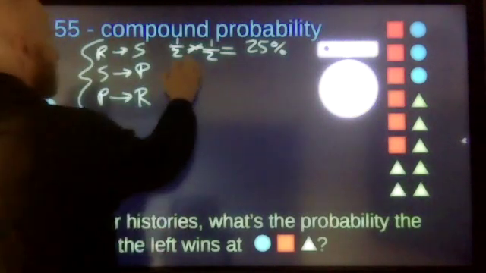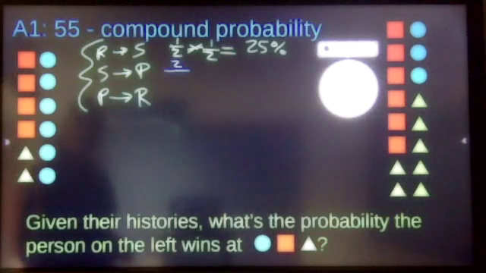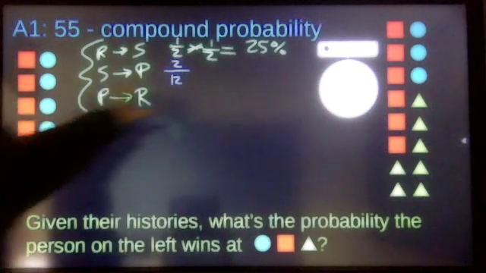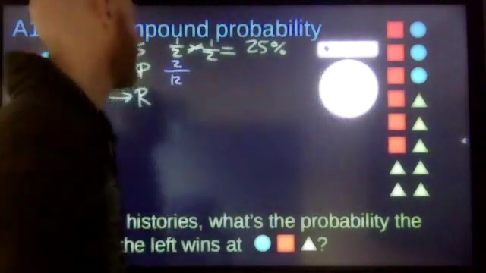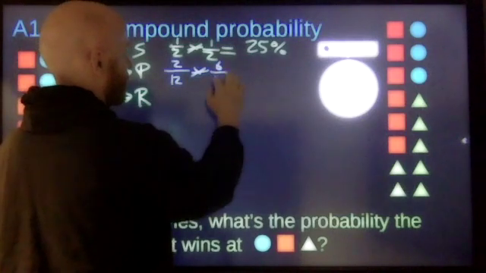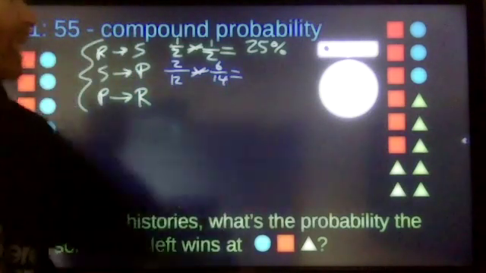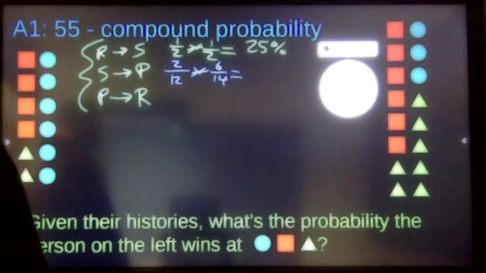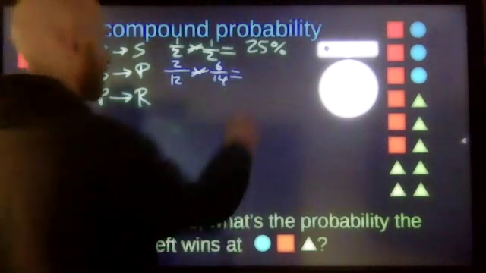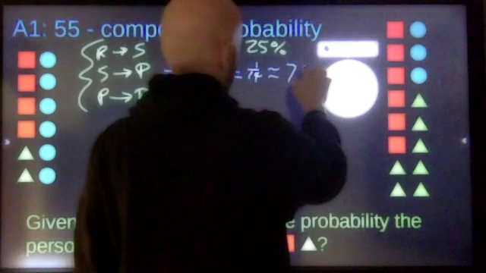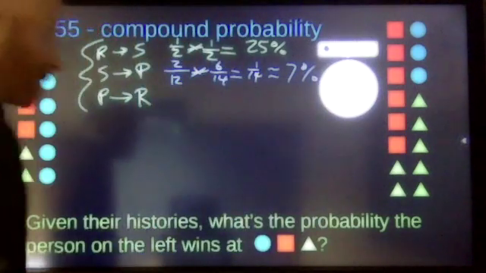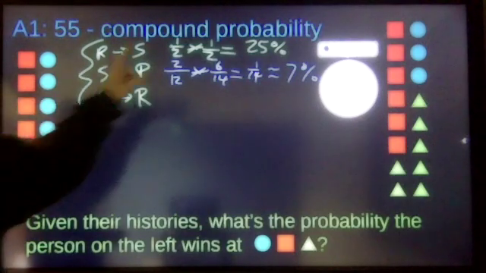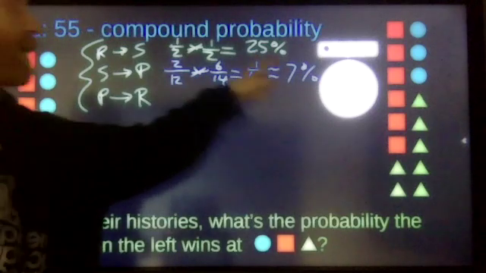All right, let's look at scissors. 2 out of 12 times we choose scissors over here. 6 out of 14 times they choose paper over there. Multiply them together. We're going to get 1/14, which is about 7%. All right. 7% of the time, based on their histories, this guy will win choosing scissors while that guy chooses paper.